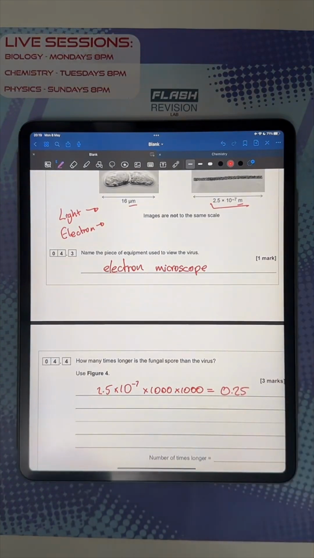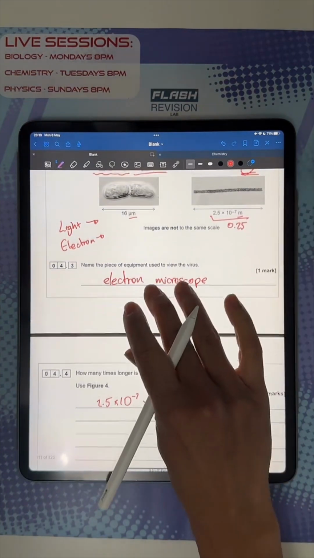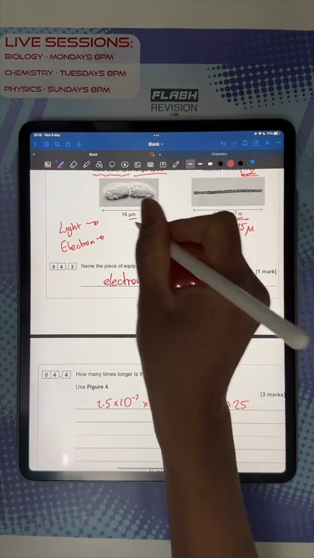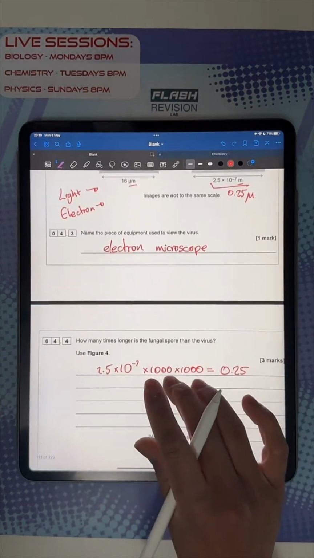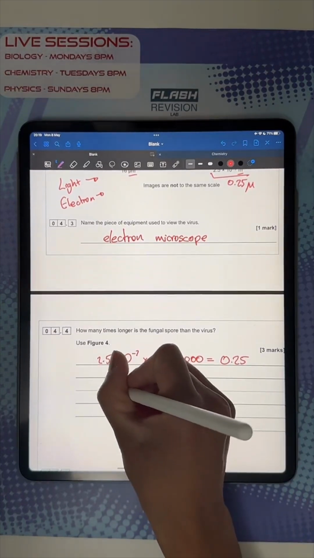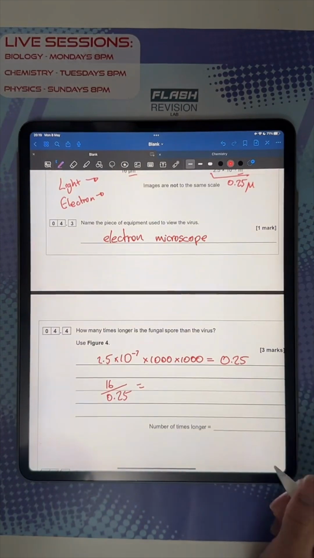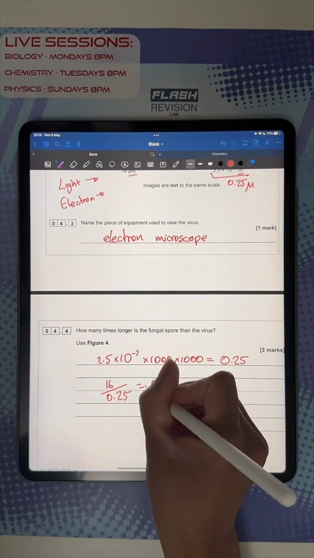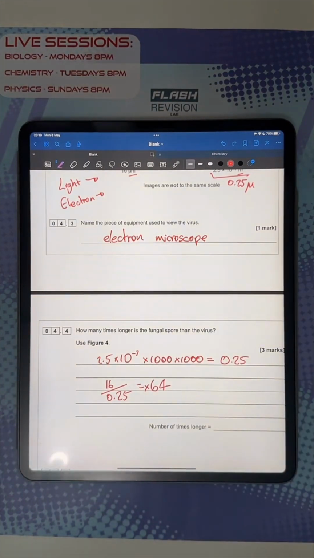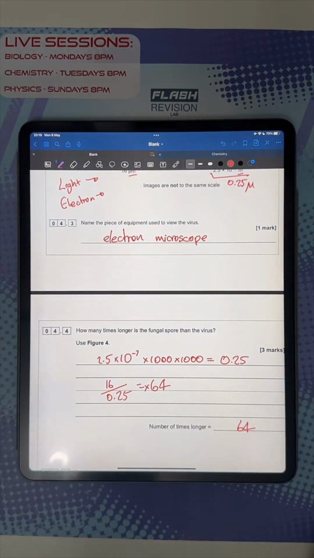0.25. Now we know what this is in micrometers. So this is 0.25 micrometers. So to find out how much smaller it is, we just need to divide the two numbers. So 16 divided by 0.25. And if you do that, it's the same as timesing by 4, you get 64 times. So the answer is 64. Did that make sense to everyone?